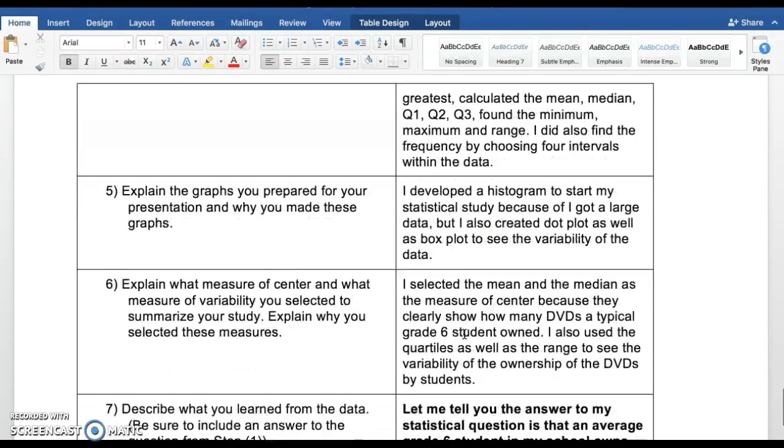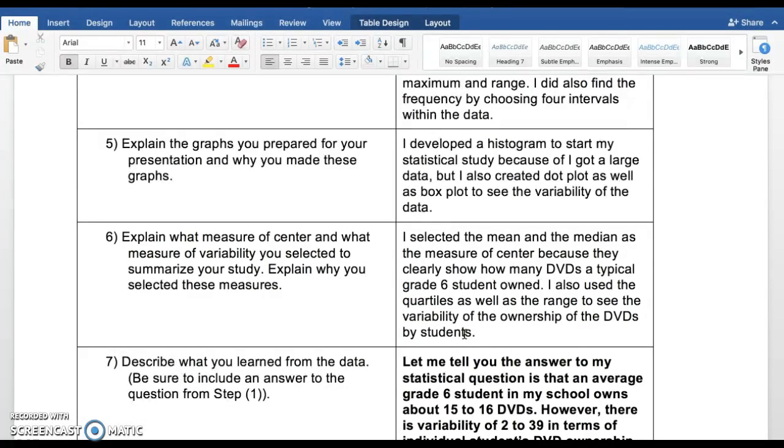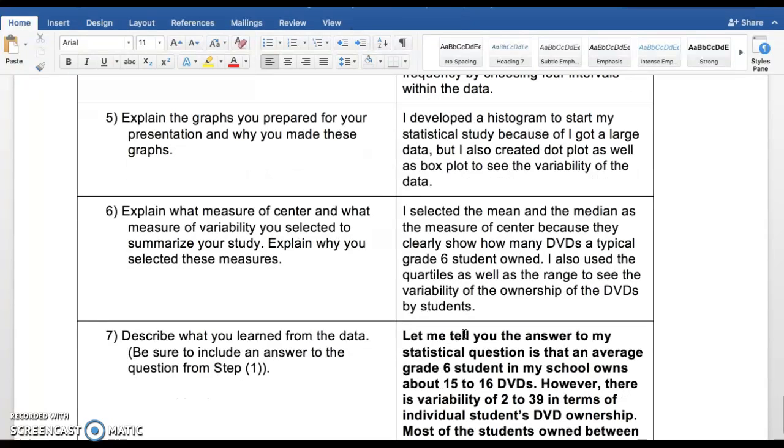I selected the mean and the median as the measures of center because they clearly show how many DVDs a typical grade 6 student owned. I also used the quartiles as well as the range to see the variability of the ownership of the DVDs of my students. The answer to my statistical question is that an average grade 6 student in my school owns about 15 to 16 DVDs. However, there is variability of 2 to 39 in terms of individual students' DVD ownership. Most of the students owned between 10 and 19 DVDs.